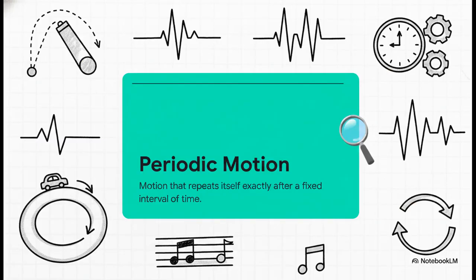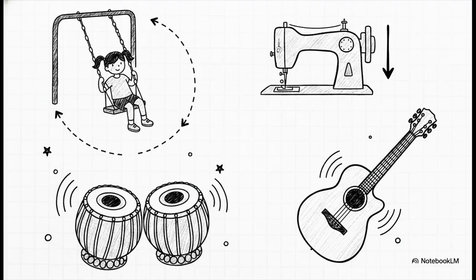Our third major category is periodic motion. Basically, this is motion that repeats itself exactly after a fixed interval of time. It's got a rhythm, a specific cycle, almost like a heartbeat. You actually see this everywhere in everyday life. A classic pendulum swinging left, right, and back again.